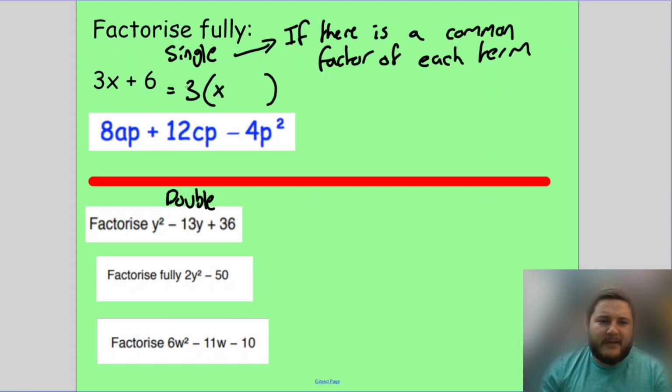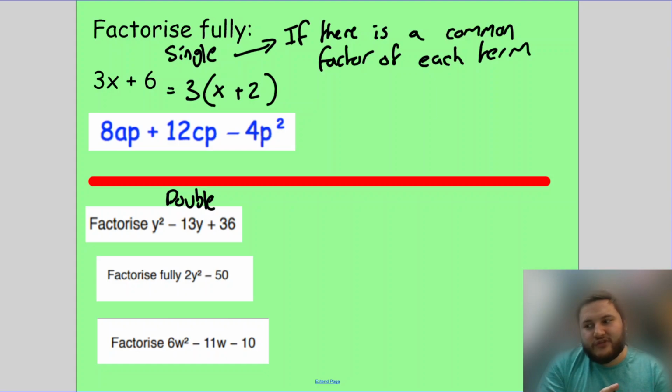And then what do I multiply 3 by to get a positive 6? Well, it's a positive 2 because 3 times 2 is 6. And that's it, I factorised it. So in this case, 3 was the common factor. It's actually the highest common factor of these terms.